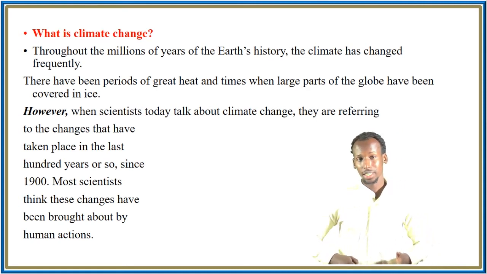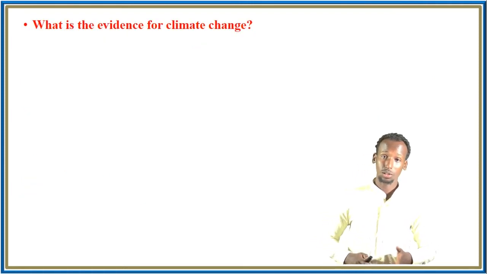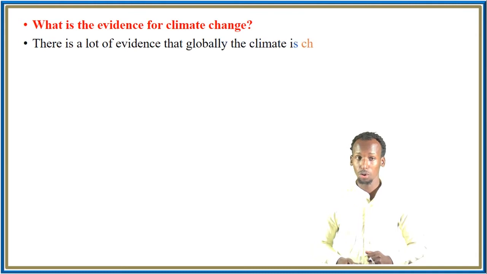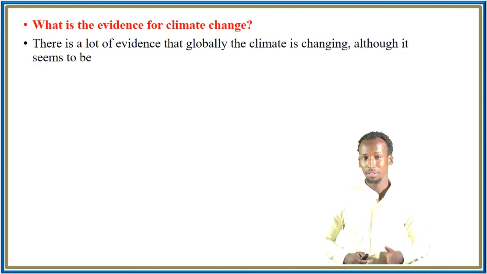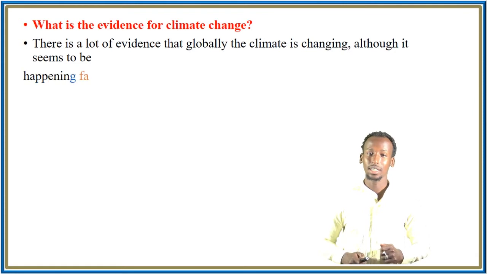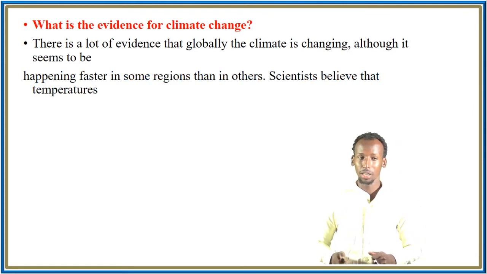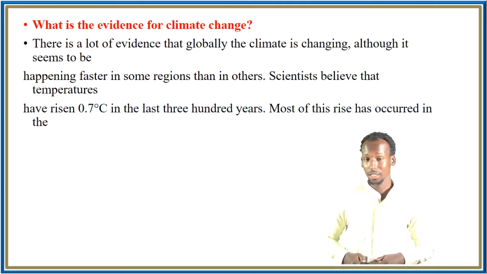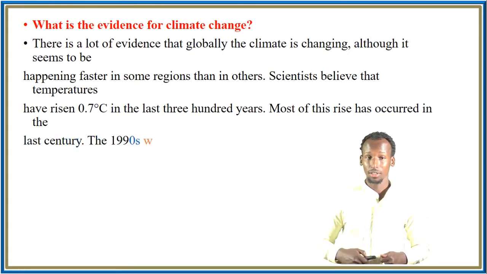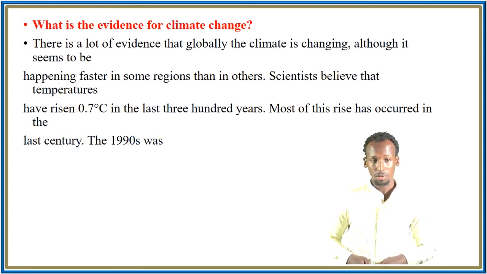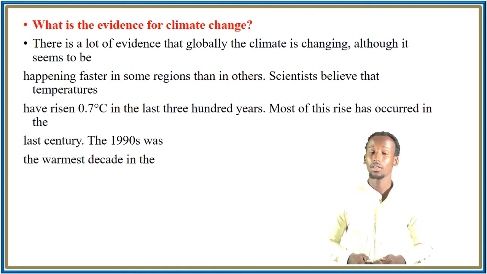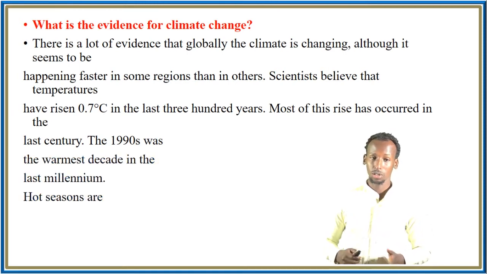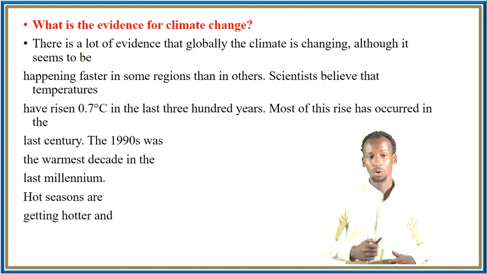So what is the evidence for climate change? There is a lot of evidence that globally the climate is changing, although it seems to be happening faster in some regions than in others. Scientists believe that temperatures have risen 0.7 degrees in the last 300 years. Most of this rise has occurred in the last century. The 1990s was the warmest decade in the last millennium. Hot seasons are getting hotter and cold seasons less cold.